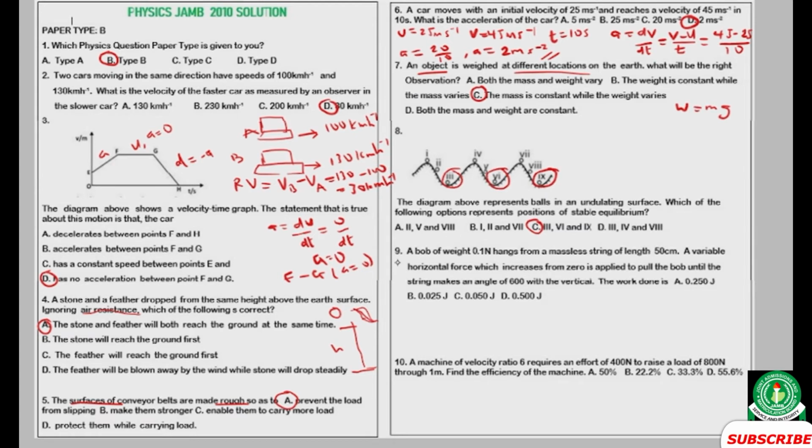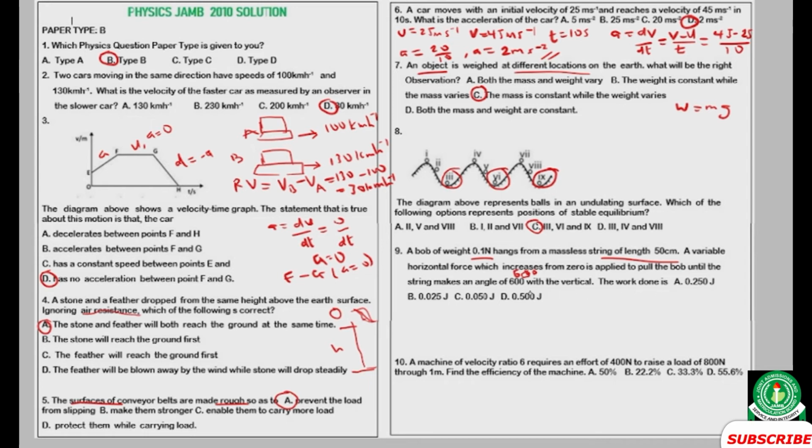Now, question number 9 says a bulb of weight 0.1 Newton hangs from a massless string of length 50 cm. A variable horizontal force which increases from 0 is applied to pull the bulb until the string makes an angle of 60 degrees with the vertical. The work done is dash.